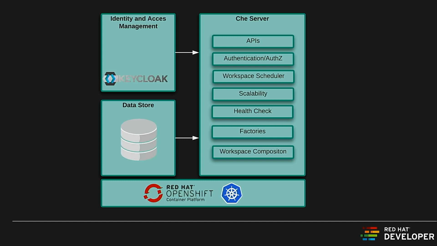So we have a big list of APIs, and you can pretty much do anything that Che is capable of doing through APIs. And through those APIs, you can integrate Che into your flows. The other thing that it provides is authentication and authorization. We use, by default, Keycloak for identity management, identity and access management.